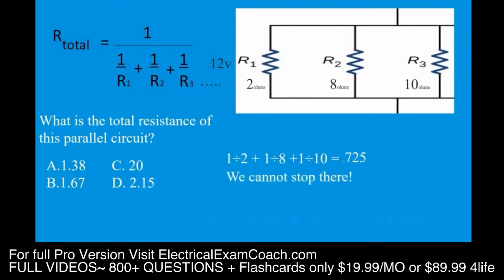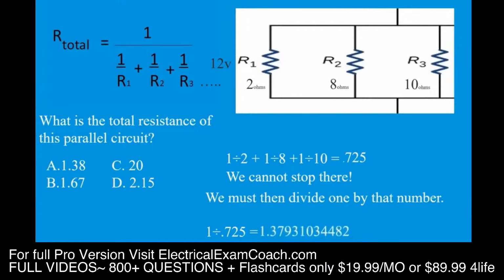We cannot stop there. We must then divide 1 by that number. That is going to give us 1 divided by 0.75. And that is going to give us 1.3793. We're just going to round up to 1.38.